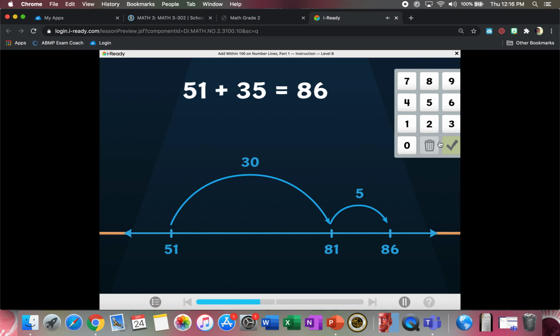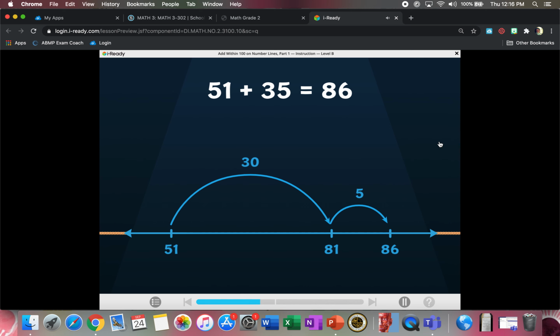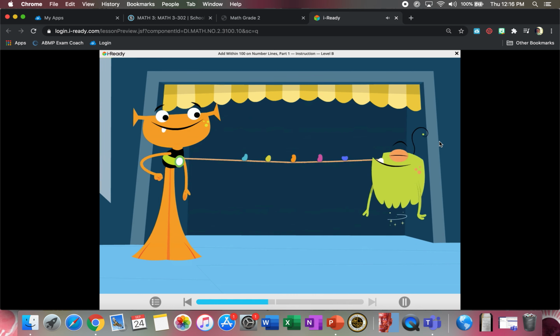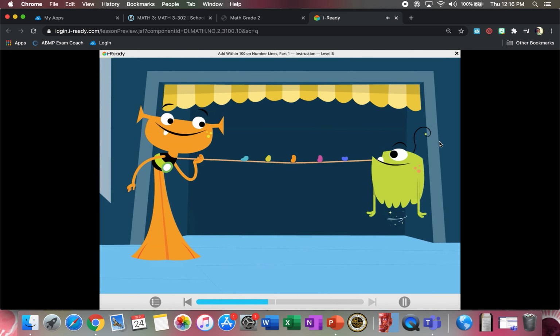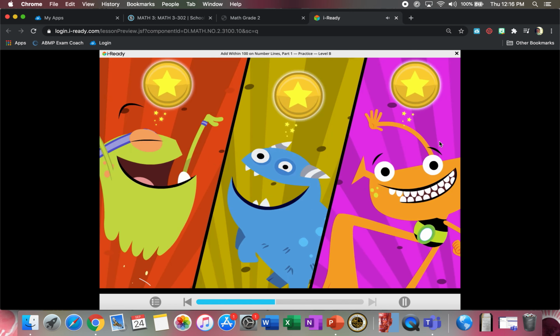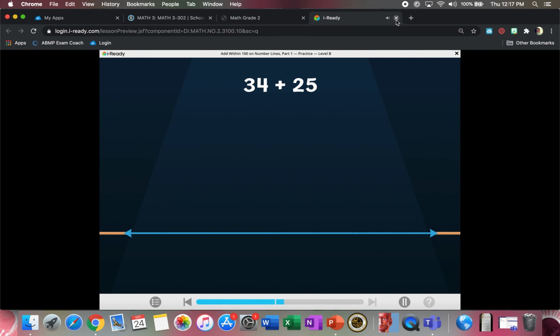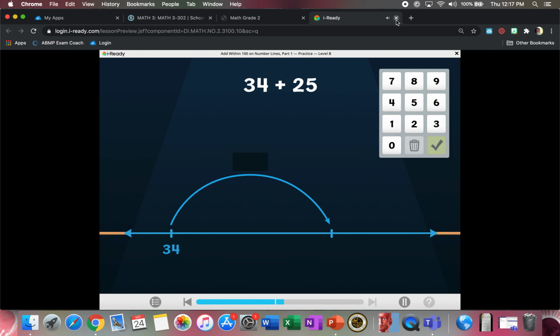Awesome! 51 plus 35 equals 86. These brave beans can do a big jump to show tens. Or a small jump to show ones. Yeah! It's practice time! Collect all 3 stars to finish the practice round. Let's find 34 plus 25. We'll start at 34 and add on the tens and ones from 25. First, make a jump to add the tens. Enter the number you are jumping.